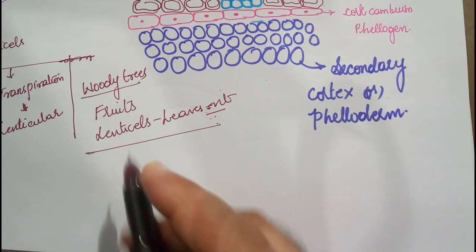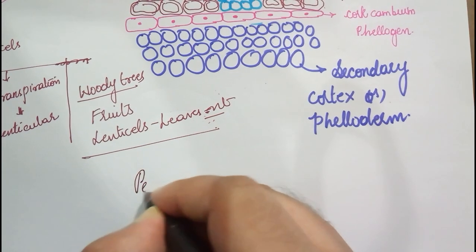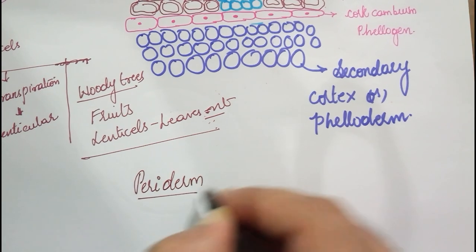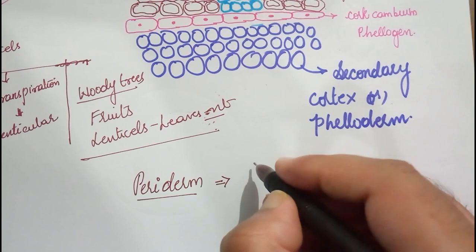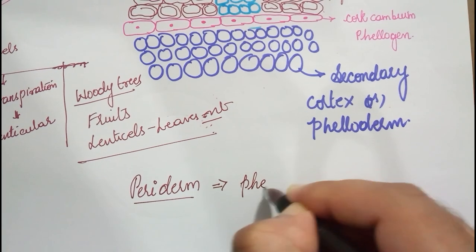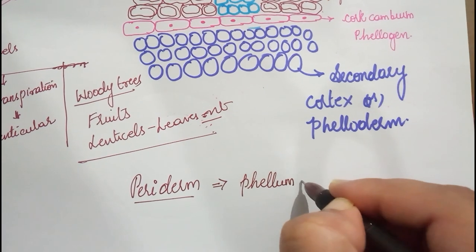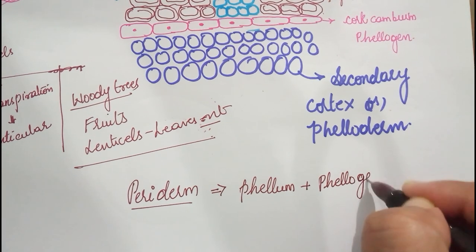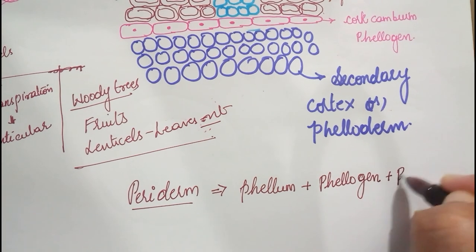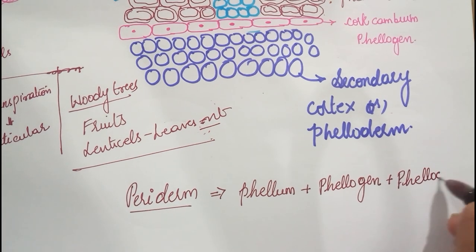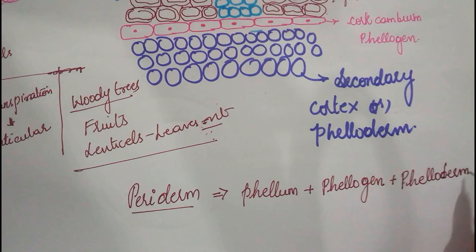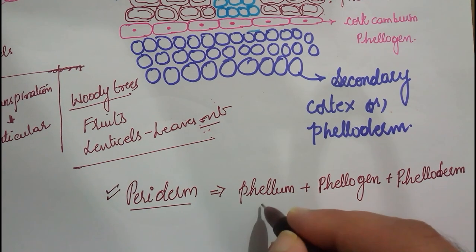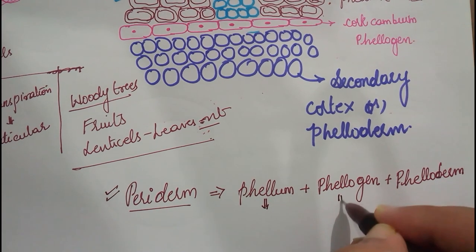Now there is a term called periderm. What does this periderm stand for? Periderm is phellum plus phellogen plus phelloderm. So all these three layers together are called the periderm.